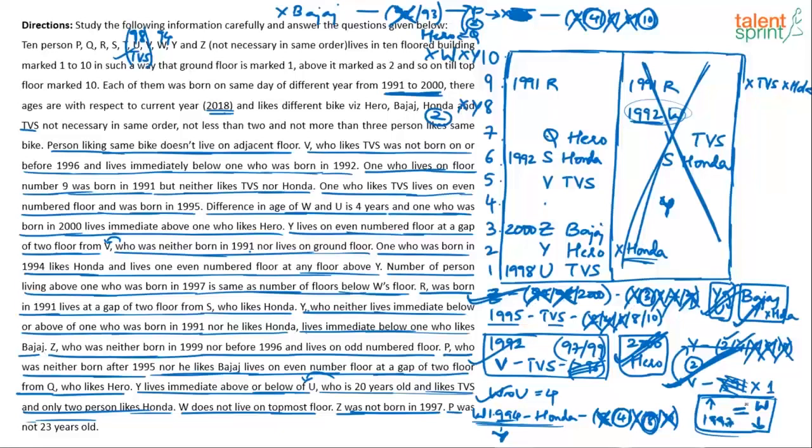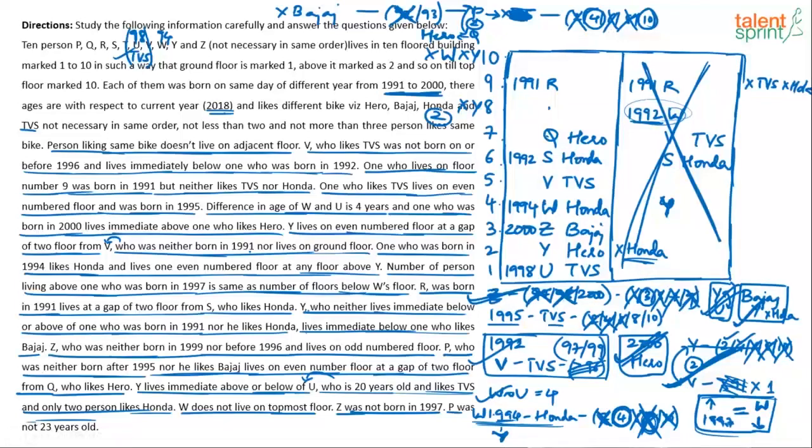Possible. W cannot be taken on 8th floor, because the moment you take W on 8th floor, there are 7 floors below W, which means there should be 7 floors above 1997. And for that to happen, 1997 should come on 3rd floor, which is not possible. Which means W cannot come on 8th floor. W has to come on 4th floor. So fix, W is on 4th floor. We know that W was born in 1994, and we also know that W likes Honda. And with this, the 2 Honda cases are also done.